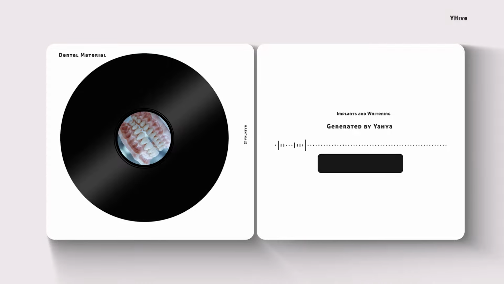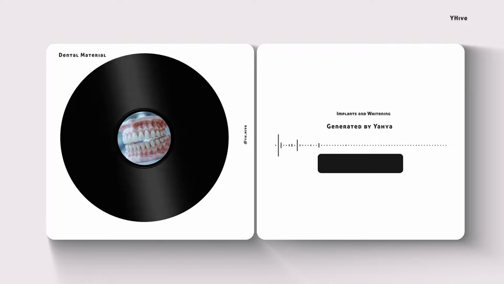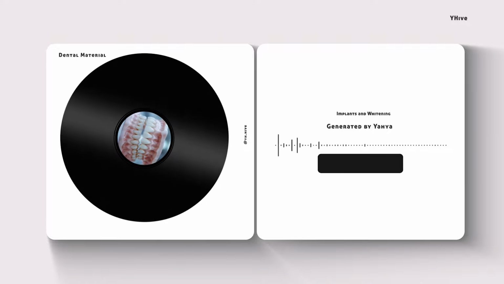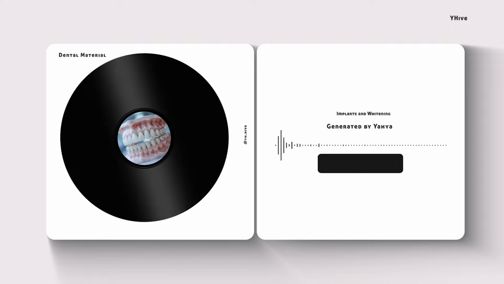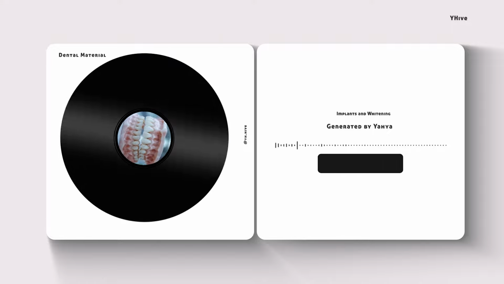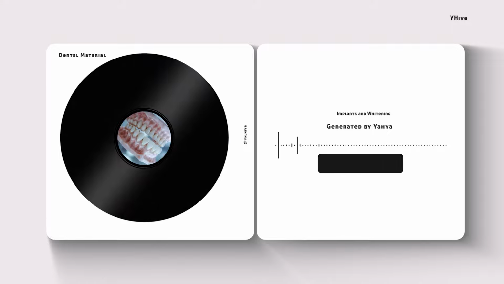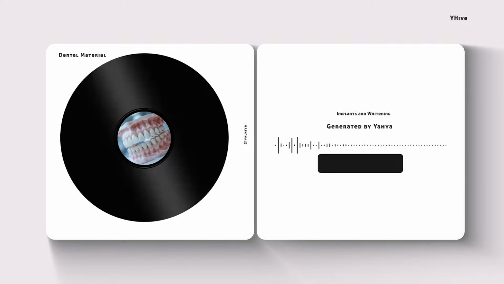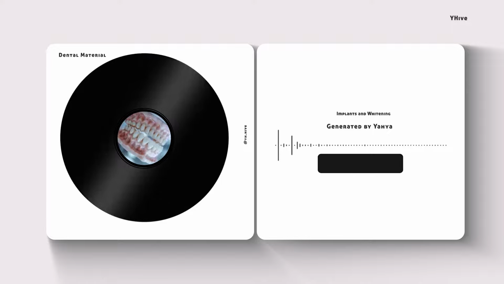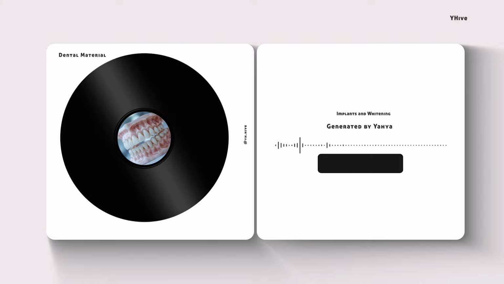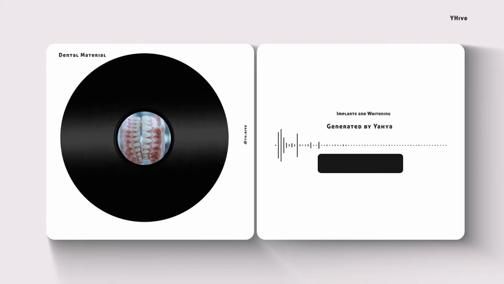Yes, welcome back. Today we're going to be looking at dental implants and teeth whitening. Two very common procedures in dentistry, but as we'll find out, maybe not as simple as they seem. We're pulling from a dental materials course we found, specifically looking at the chapters on implants and teeth whitening.